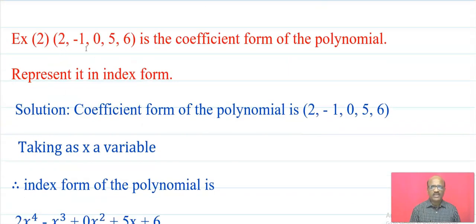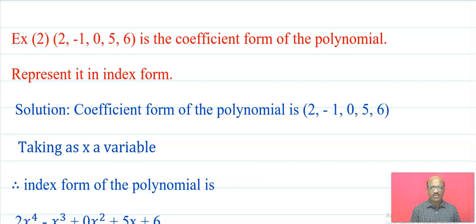2, minus 1, 0, 5, 6 is the coefficient form of the polynomial. Represent it in index form. Now see this here. How many coefficients are there? 1, 2, 3, 4, 5. 5 coefficients are there. We'll take the variable as x.